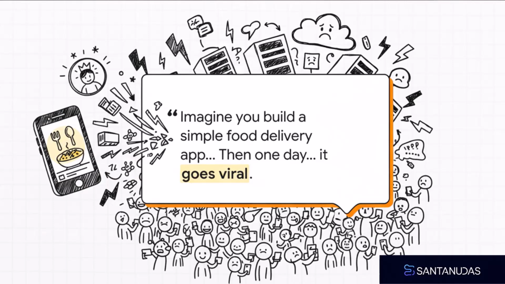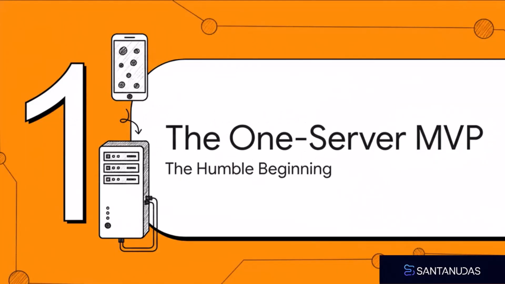And this is it. This is the moment every founder dreams of, and frankly, every engineer has nightmares about. A food blogger mentions it, some influencer posts a story, and boom, thousands of people are trying to order dinner at the exact same time. The dream just turned into a 5-alarm fire. To figure out how we fix this mess, we have to go all the way back to the beginning. So, welcome to Act 1, the One Server MVP.